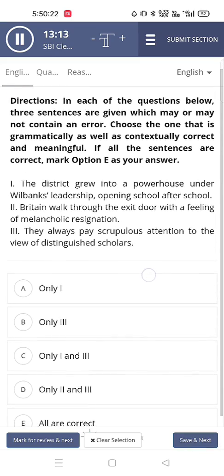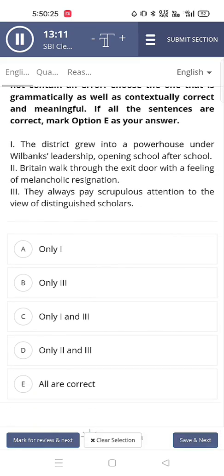Here also we have to find the correct sentences. The district grew into a powerhouse under Will Banks' leadership, opening school after school. Britain walked through the exit door with a feeling of melancholic resignation. Britain walked through. But Britain is given, then walk is given. They always pay scrupulous attention to the view of distinguished scholars. So first and third are correct.